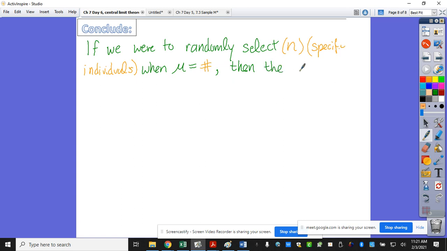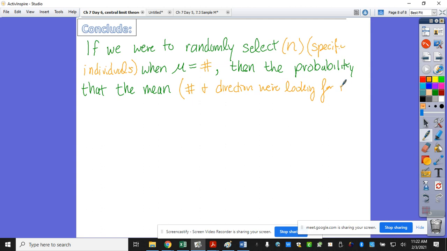Then the what? What did I write right after this for the last one? Probability that what? I'm going to go ahead and write the mean here. And it's still number and direction we're looking for in context. But it's the mean of that instead of the proportion of. The proportion of is kind of in context. I think that would just help y'all to go ahead and write mean there. And it just ends with, ends with what? Is number.